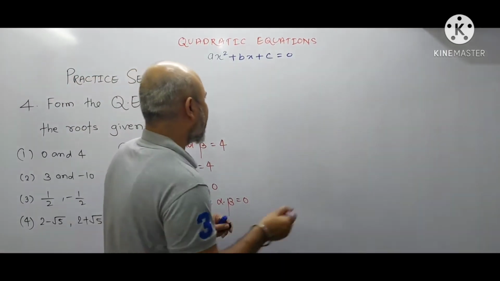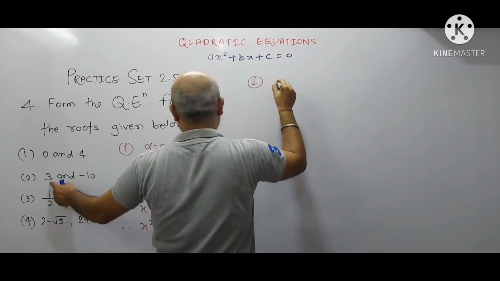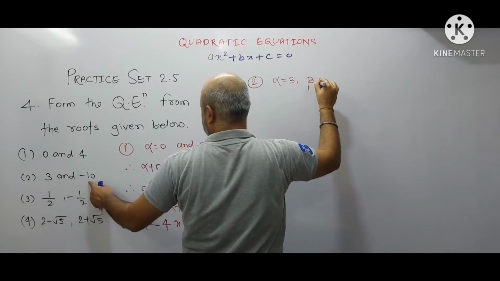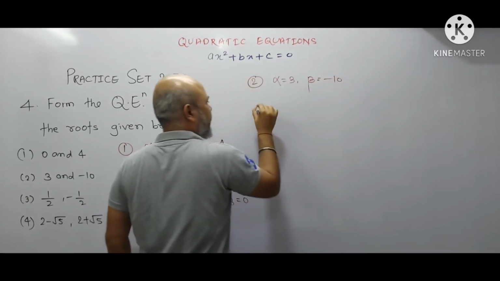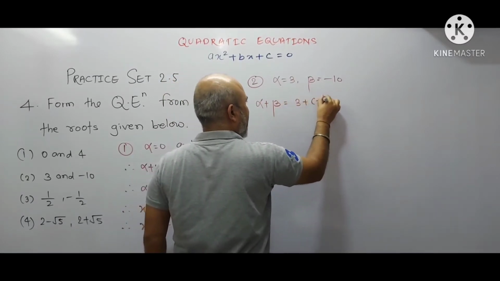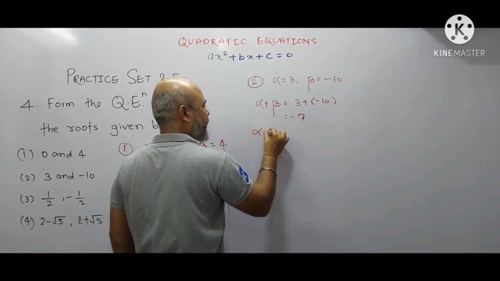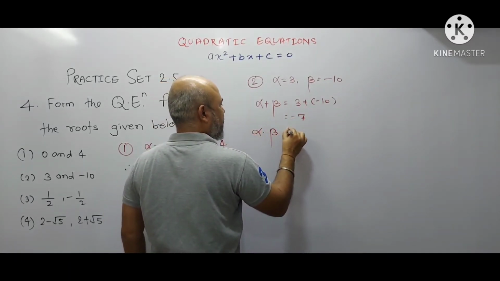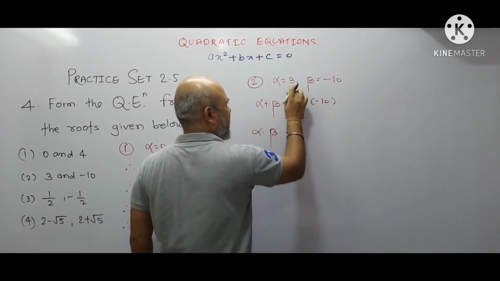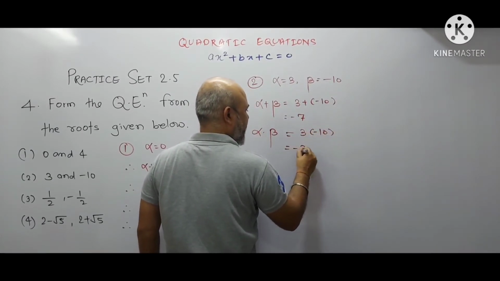Now we will solve the second one. In the second question, what is alpha? Alpha is 3. What is beta? Beta is minus 10. Now we find the value of alpha plus beta. 3 plus minus 10, which is equal to minus 7. What will be the value of alpha into beta? Alpha is 3 and beta is minus 10, so which is equal to minus 30.